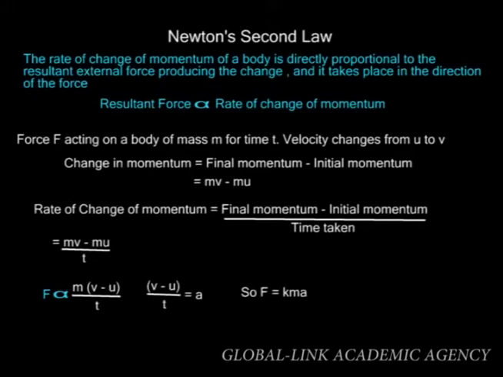The newton is that force which produces an acceleration of 1 meter per second squared when it acts on a mass of 1 kilogram. This definition gives F equal to 1 newton, a equal to 1 meter per second squared, and m equal to 1 kilogram. Therefore, substituting in F equal to kma leaves k equal to 1, and therefore F is equal to ma. Force is equal to mass times acceleration.